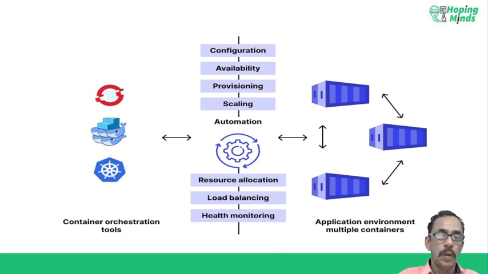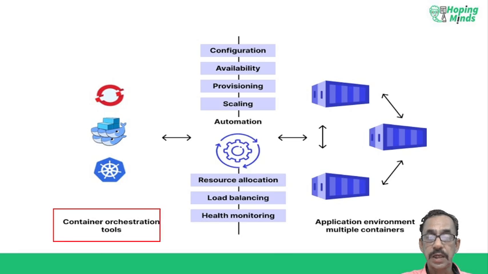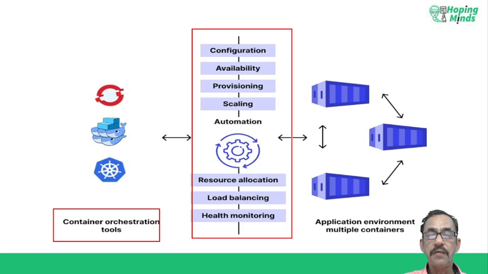Correct? Like this. These are the orchestration tools. We will discuss what their names are. It automatically configures everything: configuration of the container, availability, provisioning, scaling. When a container requires more resources, resource allocation, load balancing. On any application, sometimes the load automatically increases, and health monitoring of that particular container. Everything is done by the orchestration tool.